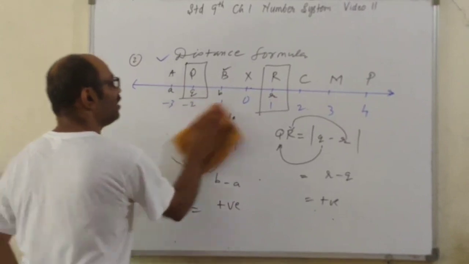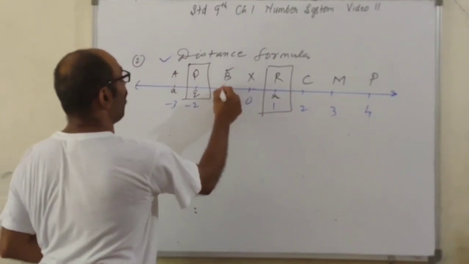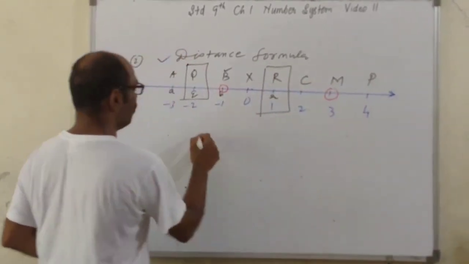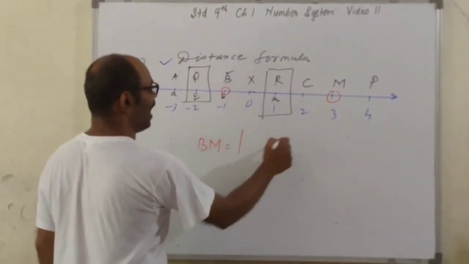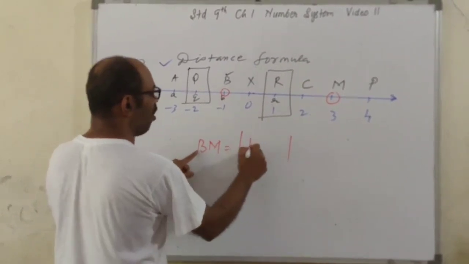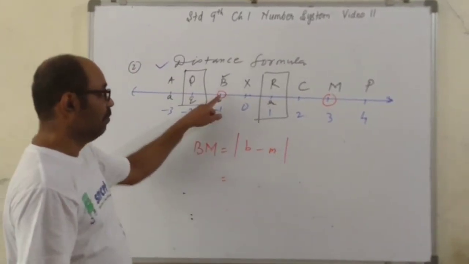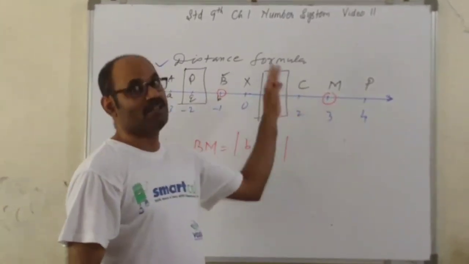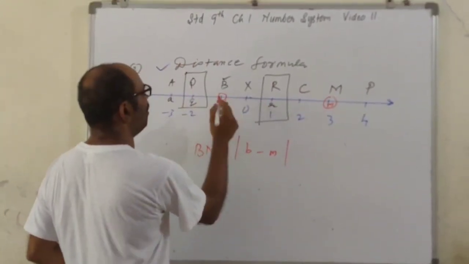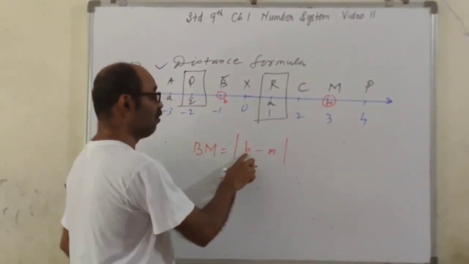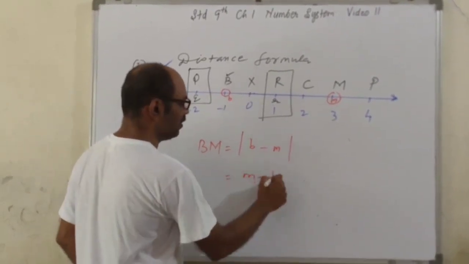Okay. Now see, let's find a few distances here. Suppose you want to find the distance between point B and point M. So you will say BM. Correct? The distance between the 2 points is BM. So that is the absolute value of small b minus small m. Now look at the figure. B is on the left and M is on the right. So which is bigger? Small m is bigger than small b. So I write m, the bigger number, minus the smaller number.